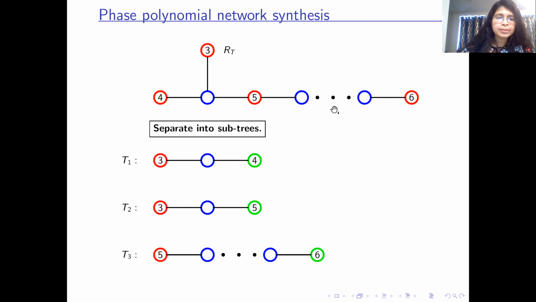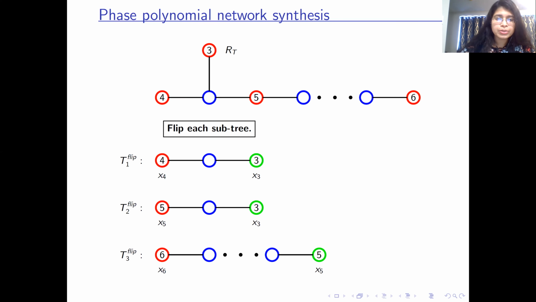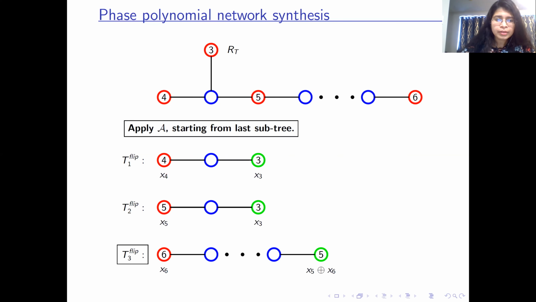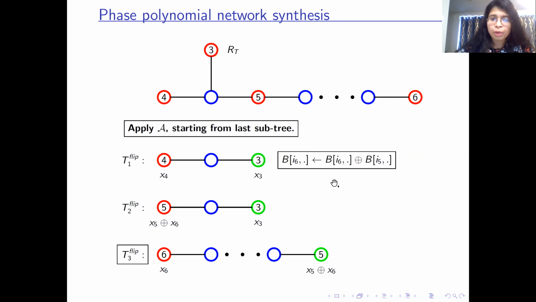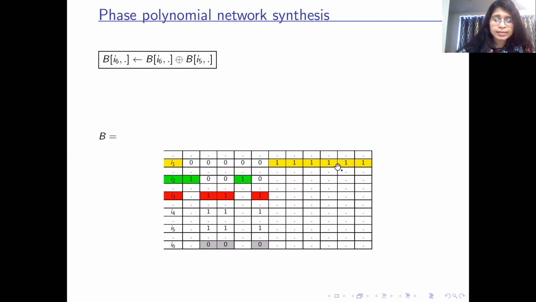For example, here, suppose we have 3 such subtrees. And these are the parities at the nodes, like the terminal nodes. We flip each subtree, and then we apply A starting from the last subtree. So this is how the parities change at the leaf, that node 5. And we apply this row operation, we add row 5 to row 6. What it does is it flips the ones at row 6.